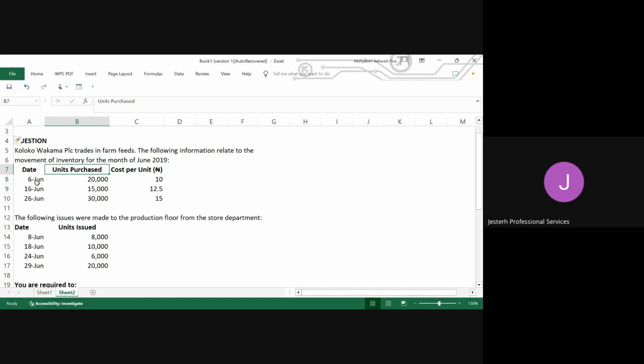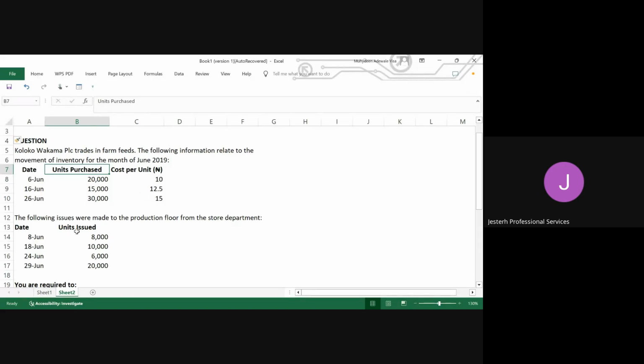On the 6th, they purchased 20 units of farm products at the cost per unit of 10 naira. While on the 16th, they purchased 15,000 at the cost per unit of 12 naira 5 kobo. The same thing on the 26th, 30,000 units with the cost per unit of 15 naira.